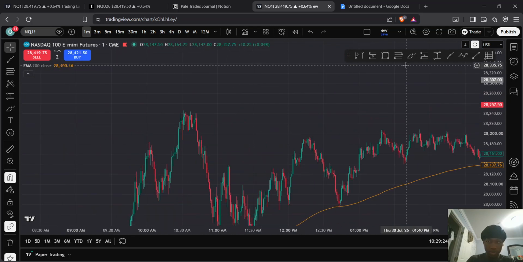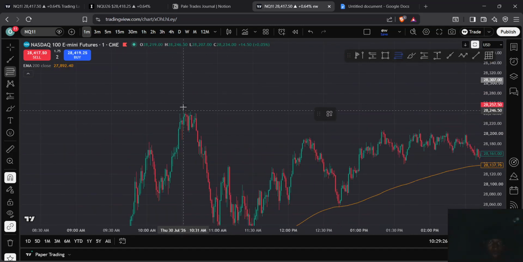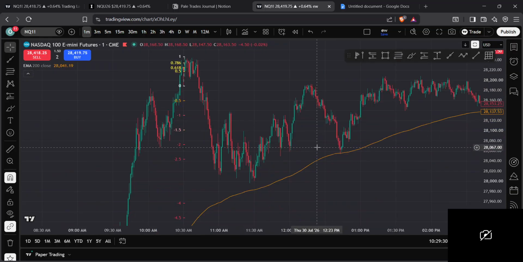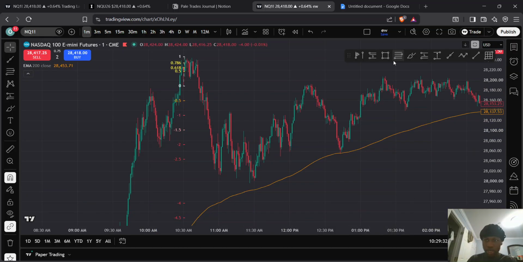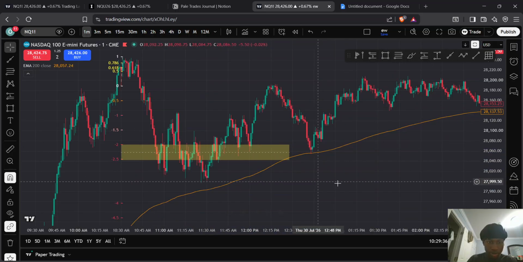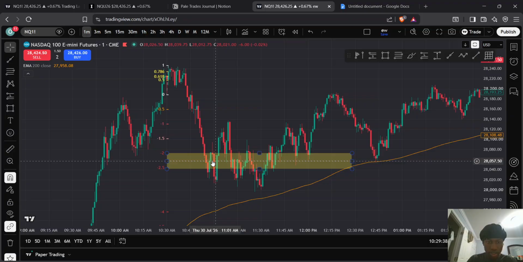Like for this, this would be our manipulation leg right here. This is where we'll be looking for price to reverse. Right there. This is a zone where price could possibly reverse. So we'll be trying to look for longs right here.